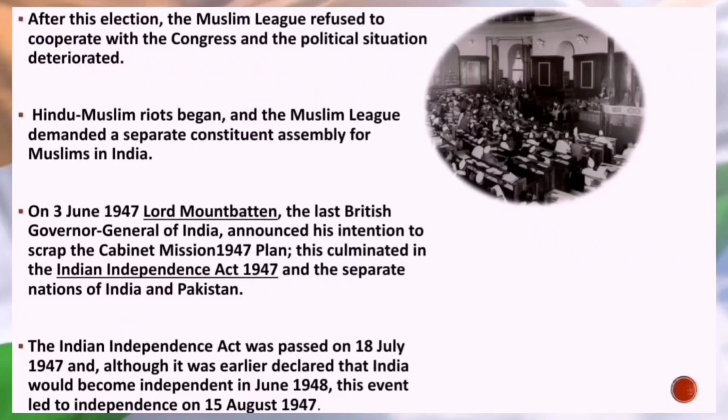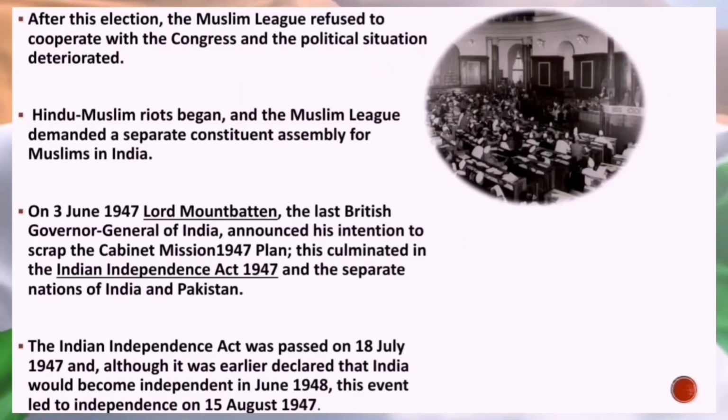After this election, the Muslim League refused to cooperate with the Congress and the political situation deteriorated. Hindu-Muslim riots began, and the Muslim League demanded a separate Constituent Assembly for Muslims in India. On 3rd June 1947, Lord Mountbatten, the last British Governor-General of India, announced his intention to scrap the Cabinet Mission Plan. This culminated in the Indian Independence Act 1947 and the separate nations of India and Pakistan. The Indian Independence Act was passed on 18 July 1947, although it was earlier declared that India would become independent in June 1948.